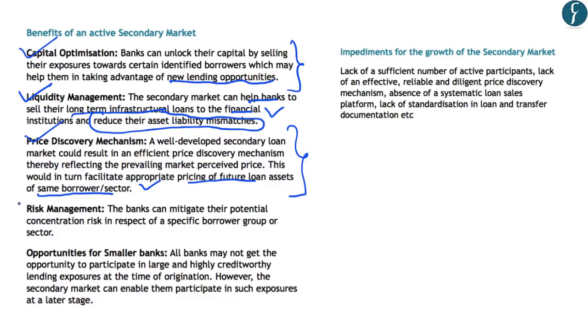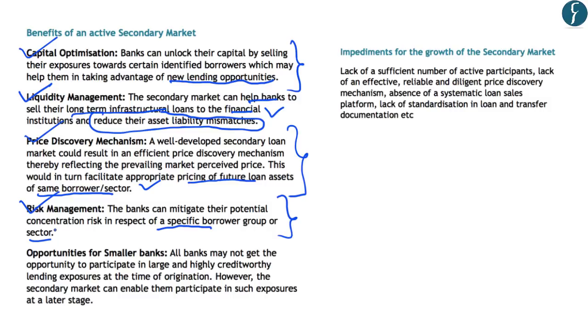And the fourth benefit is that of risk management, and the banks can mitigate their potential concentration risk in respect of a specific borrower or a sector. And this is only possible if the banks are able to analyze what is the present value of the loan which they had given in the past.